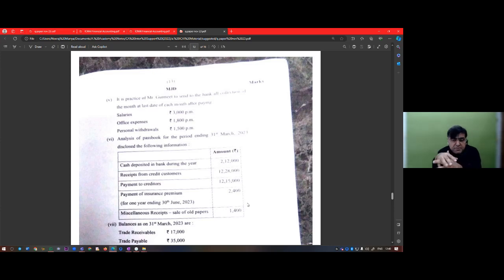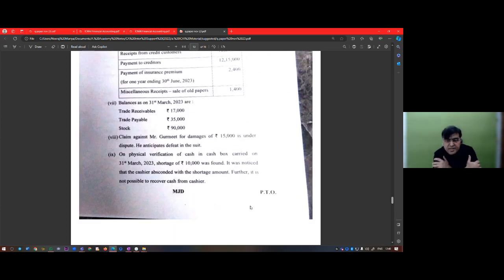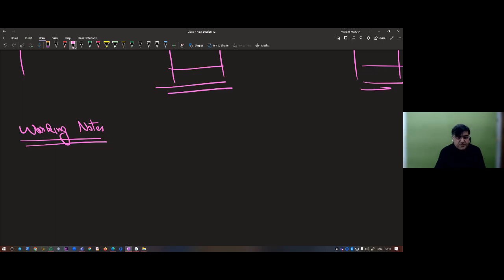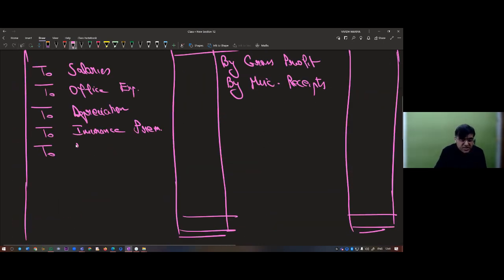Payment of insurance premium is annual, some expired, some unexpired. Closing stock and debtors are given. 15,000 damages are under dispute, anticipates a defeat, show it as loss. Cash shortage of 10,000 was found on 31st March, and it was noticed the cashier absconded with the amount, not possible to recover. So cash defalcated. Miscellaneous are 1,400.